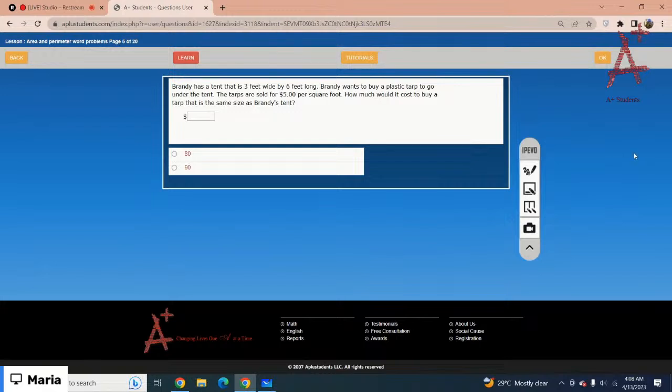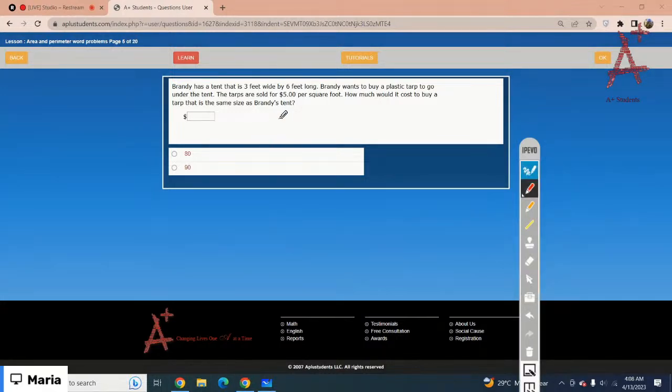Got it? So just calculate the area of the tent. Area is length times width. It would be 3 times 6, and 3 times 6 is 18. And the cost is $5, so just do 18 times 5. It would be $90. That means the cost to buy the tarp for the same size is $90. So it would be 90.